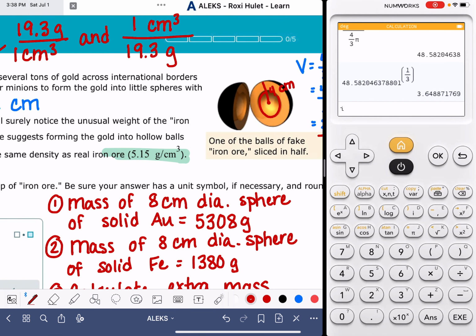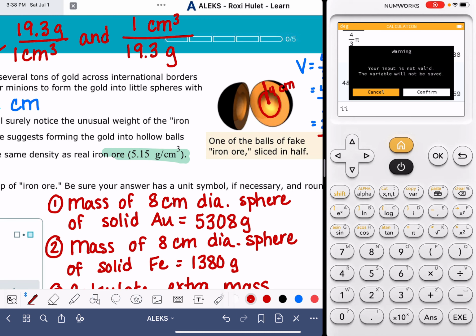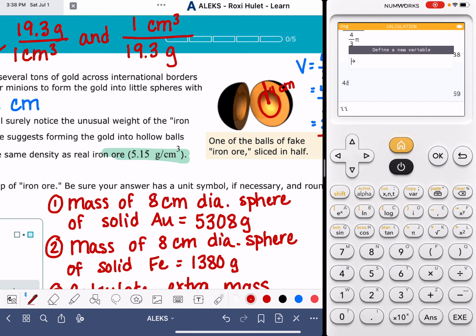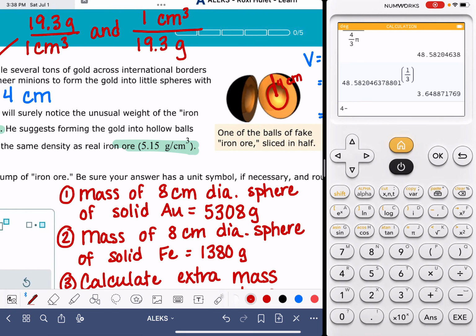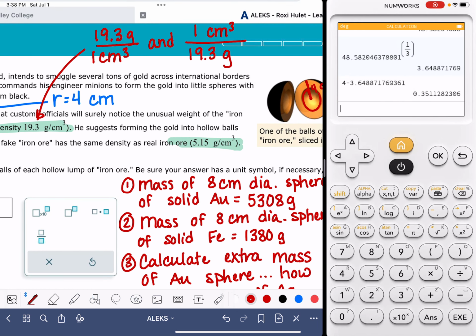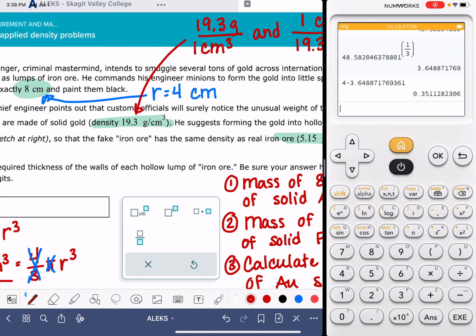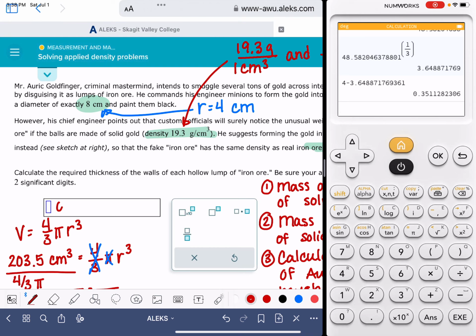So the radius of this inner portion right here is 3.65 centimeters. The radius of the whole entire sphere is 4 centimeters. So what I'm going to do last is take that radius of the whole entire sphere. From that, I'm going to subtract the radius of the hollow portion of the sphere, and that's going to give me the thickness of that shell on the outside of the sphere. The thickness of the wall to 2 significant digits is 0.35 centimeters.